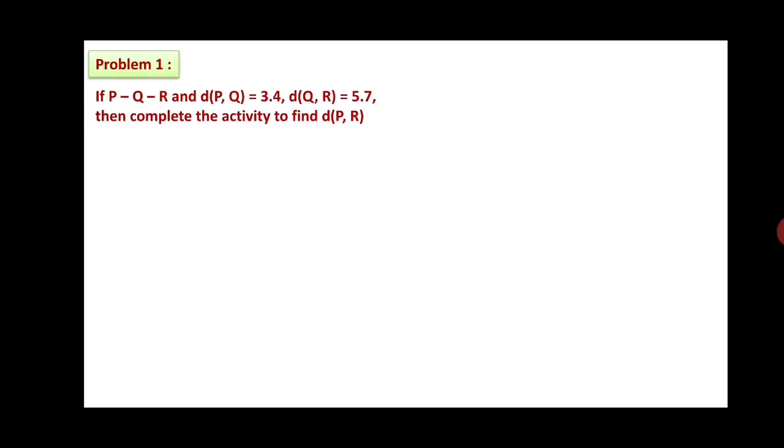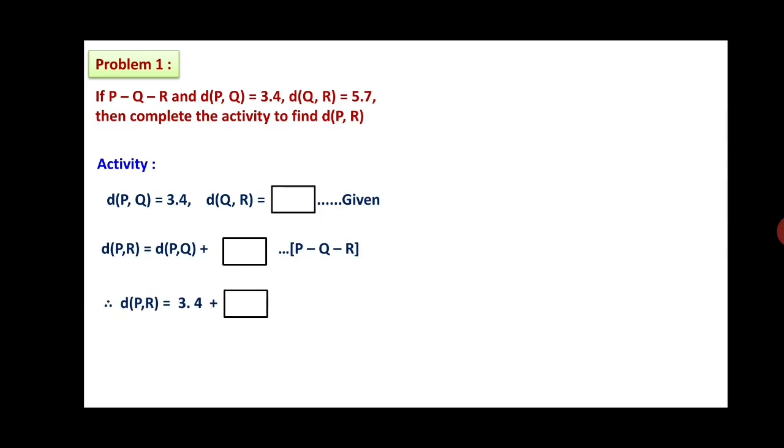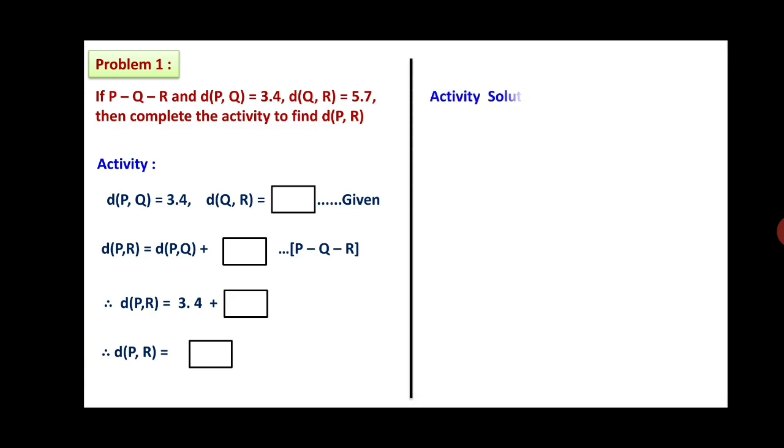Problem number 1. If P-Q-R is betweenness and the distance between P and Q is equal to 3.4 and the distance between Q and R is equal to 5.7, then complete the activity to find the distance between PR. The activity is like this. Distance between PQ is equal to 3.4 and distance between QR you have to write in the box. It is the given thing. Distance between P and R is equal to distance between PQ plus what value comes, that you have to write in the box, since PQR is betweenness. Secondly, distance between PR is equal to 3.4 plus the numerical value. Therefore distance between PR is equal to whatever value comes after simplification in the previous step.